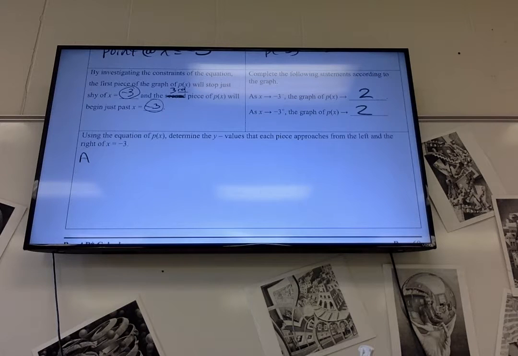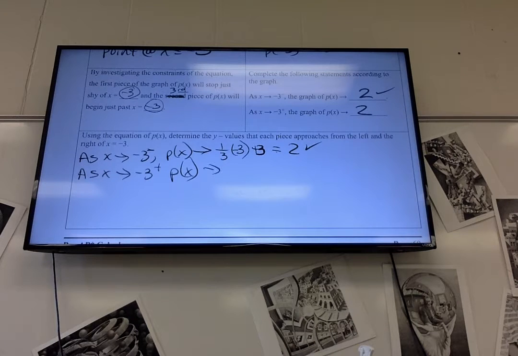As x approaches -3 from the left, p of x approaches, and this is the top equation, 1/3 times -3 plus 3. That, by the way, is 2. And as x approaches -3 from the right, I use the last equation there. P of x approaches the absolute value of -3 minus 1 minus 2, which is also 2.